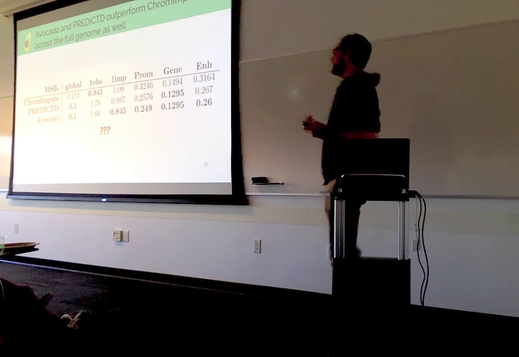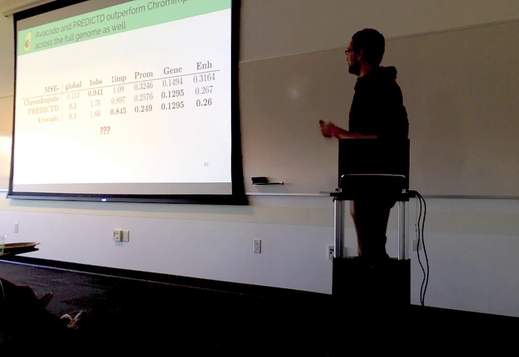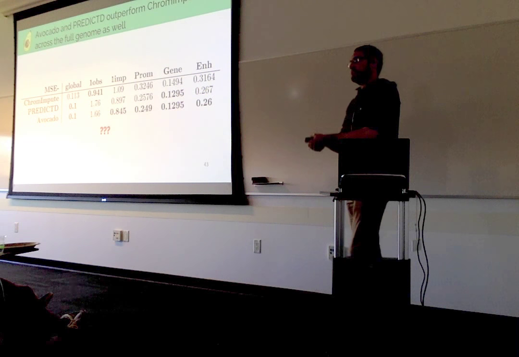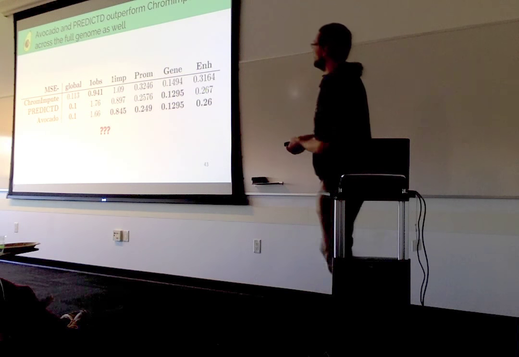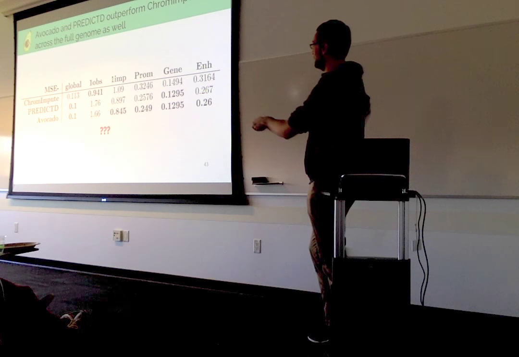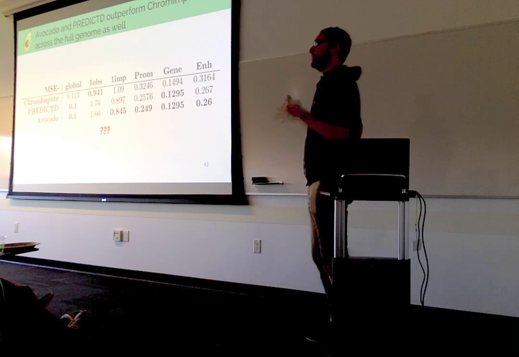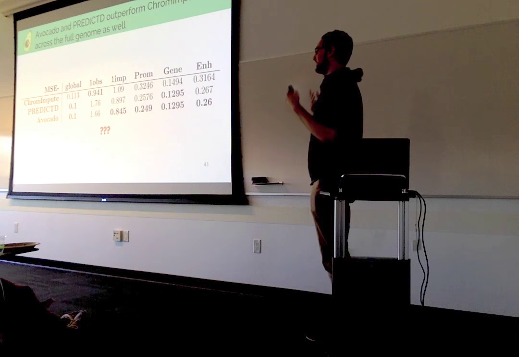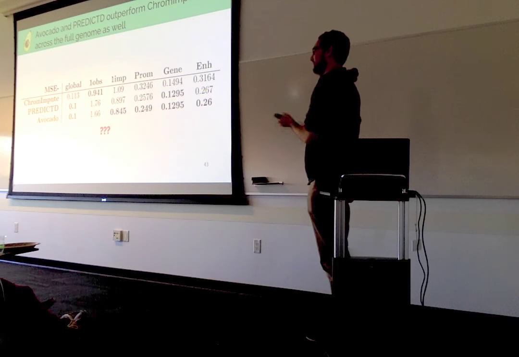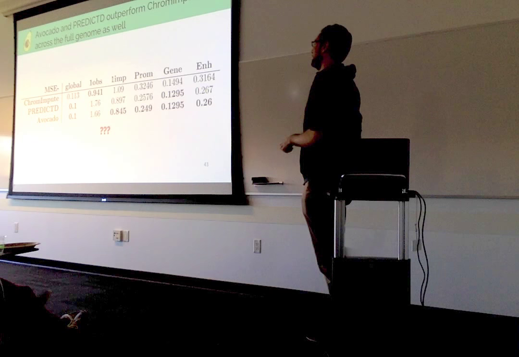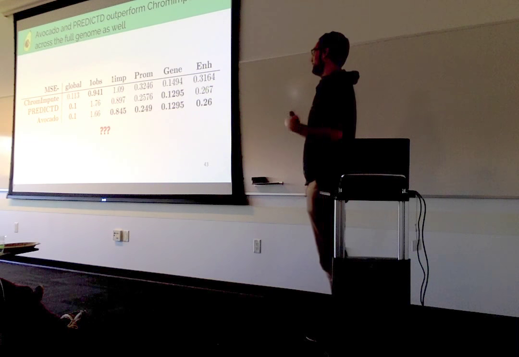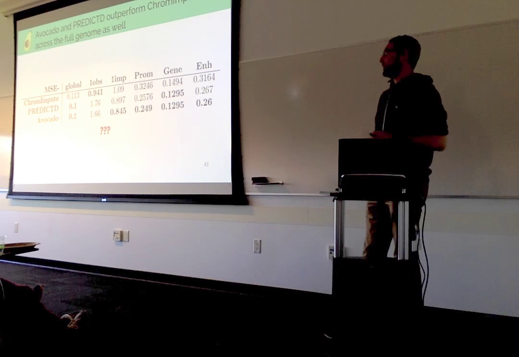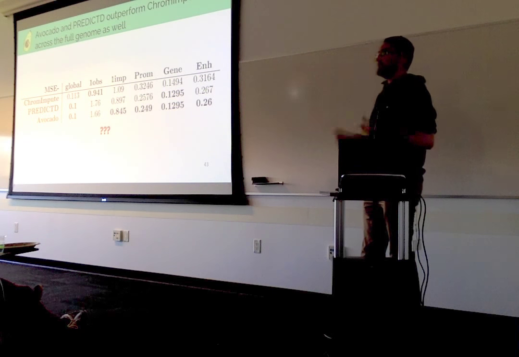We then want to measure this in a cross-validated setting across the full genome. We measure this according to six metrics. The first is just the global mean squared error. How well are these various imputation approaches able to do at reconstructing the signal? You can see that predicted and Avocado are basically performing exactly the same, and both of them are beating Chrome impute.